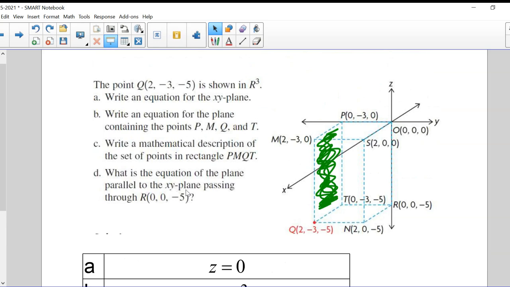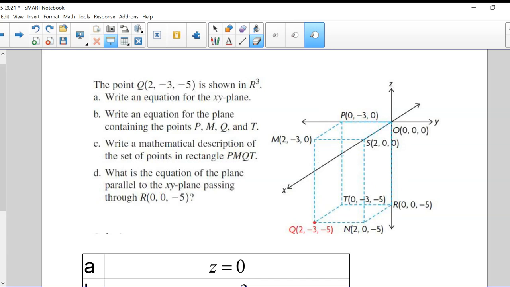Now, last one. What is the equation of the plane? So I get an equation of a plane that's parallel to the xy plane. Remember, the xy plane we said before was the z equals 0 plane, when we answered that question before for part 8. So what's the equation of the plane that's parallel to the xy plane, but passing through R? Let me erase all of this.